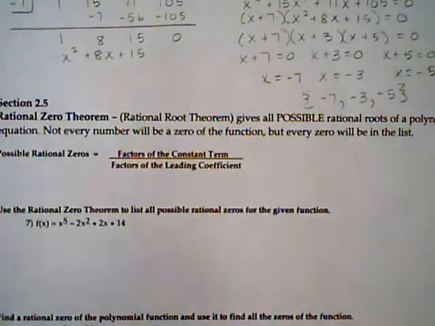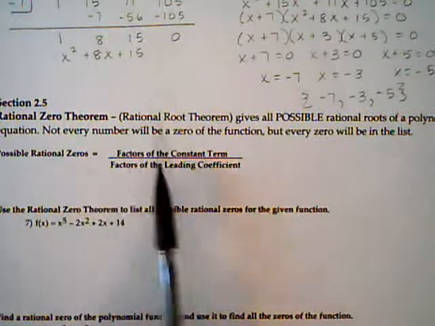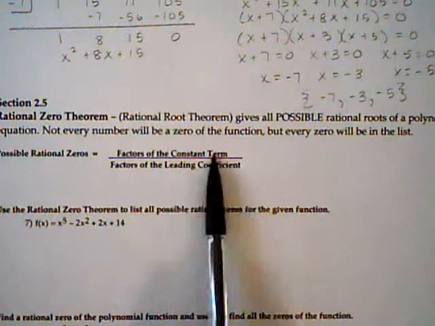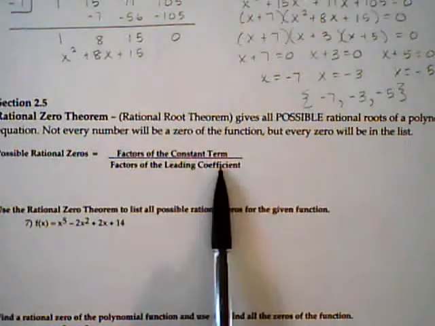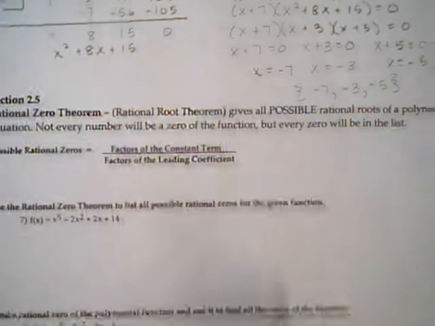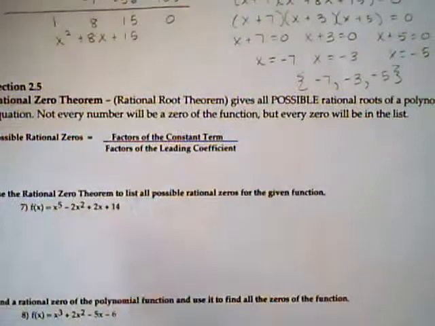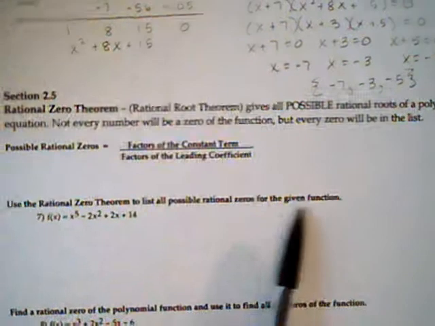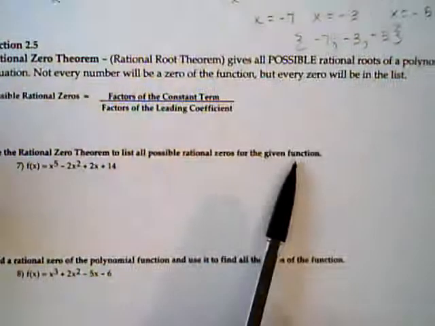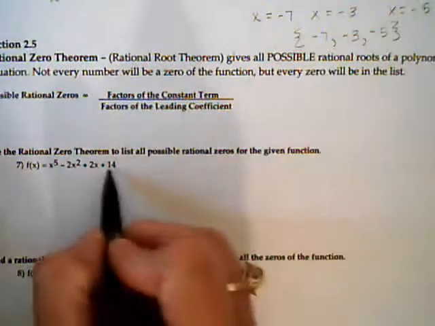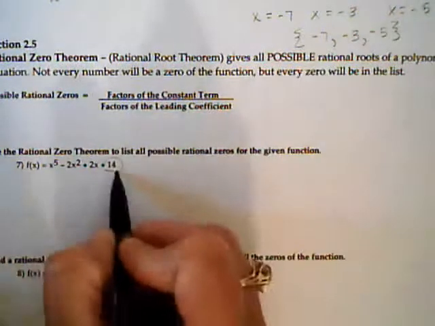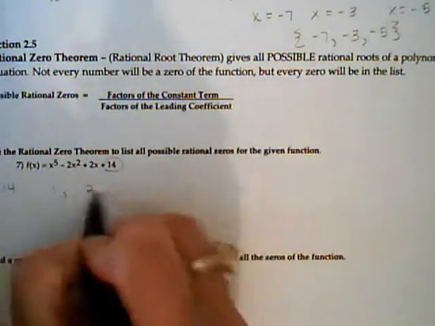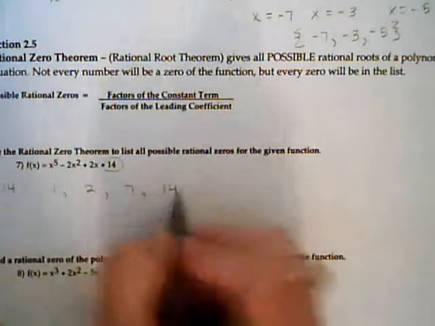The possible rational zeros of a polynomial function can be found by taking the factors of your constant term and dividing them by the factors of the leading coefficient. If I look at my first example, it says to use the rational zero theorem to list all possible rational zeros for the given function. I would look at the factors of my constant. What are the factors of 14? 1, 2, 7, or 14.